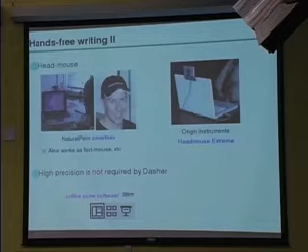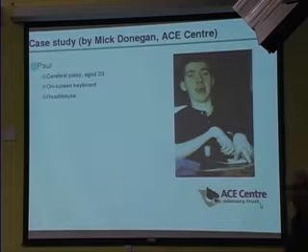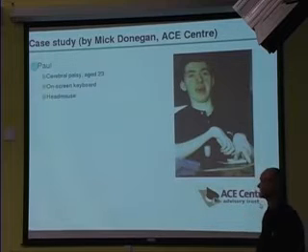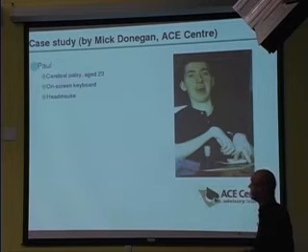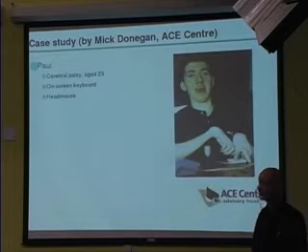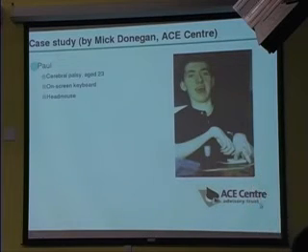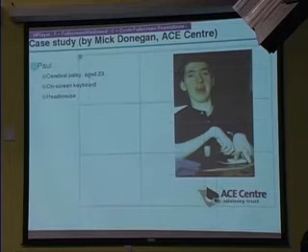And maybe the proof of the pudding is to actually do a study on a real user. And Mick Donegan at the ACE Centre in Oxford made a study of a young man called Paul who has cerebral palsy, has been in a wheelchair all his life, has great difficulty controlling his muscles, can't talk, and who has been using, until Mick introduced him to Dasher, an on-screen keyboard with a head mouse for all his communication. And here's a video of Paul using Dasher after, I think, a month or so of trying it out.